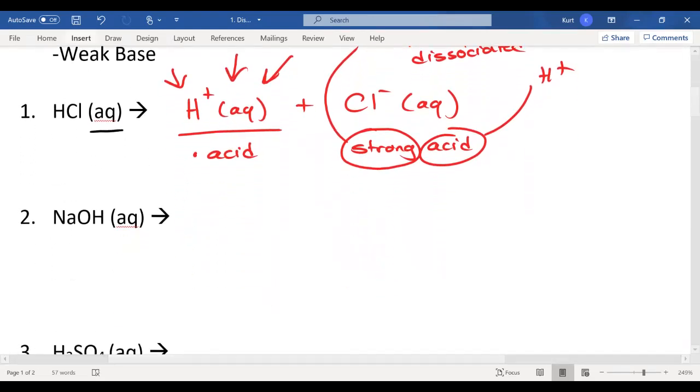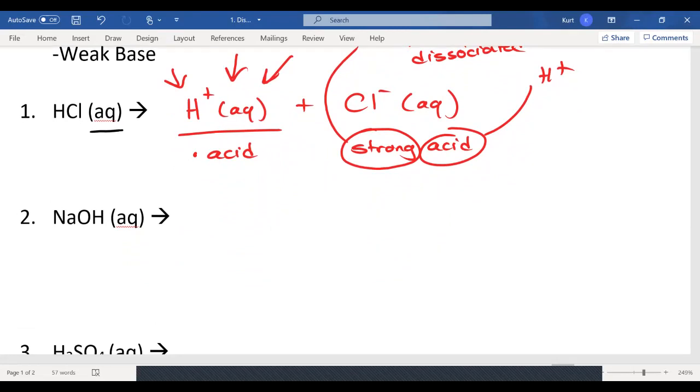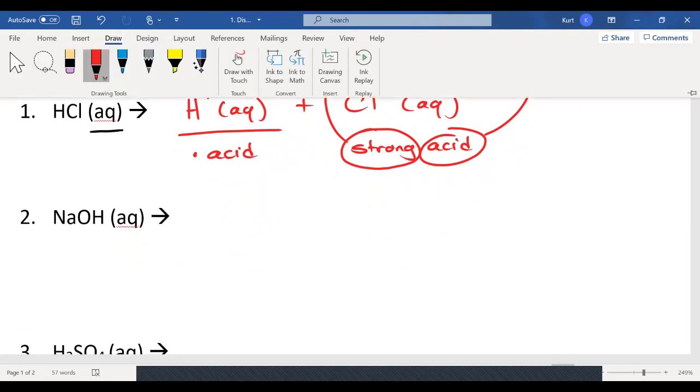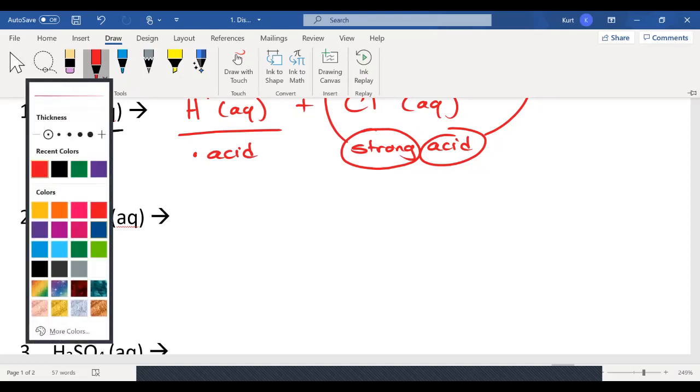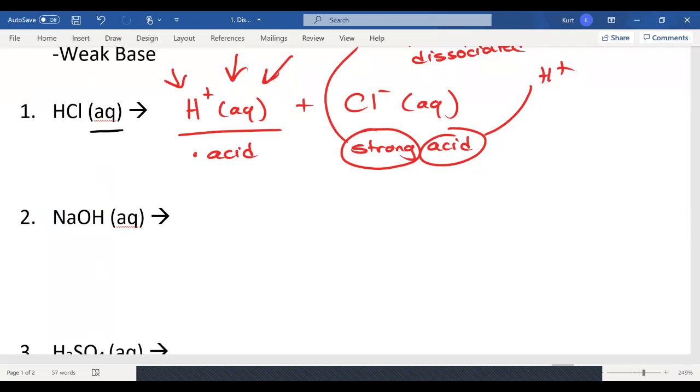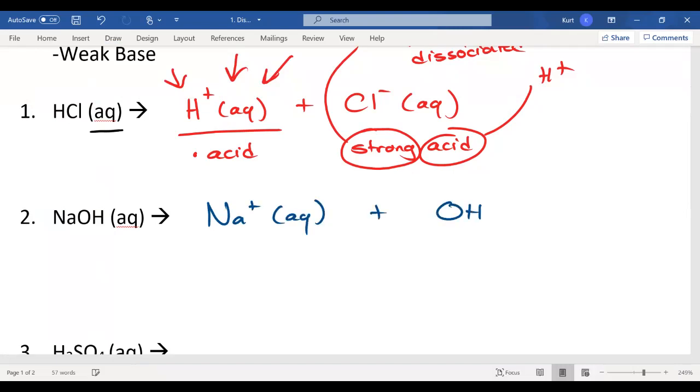I really don't mind. Sodium hydroxide, NaOH. Does it have hydrogen or hydroxide? Acid or base? It's a base. What ions compose sodium hydroxide? Sodium ion and a hydroxide ion. That's right. So you all said it's a base.